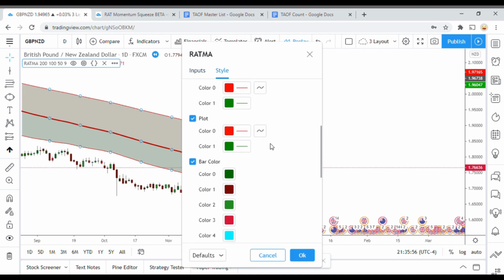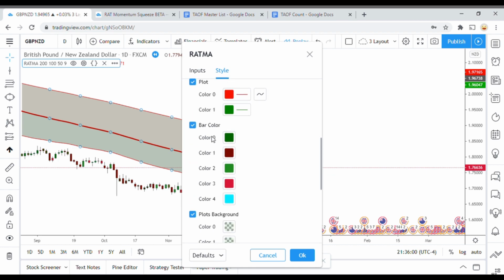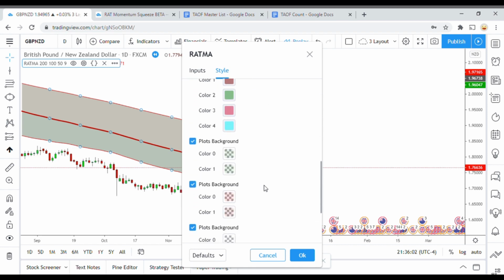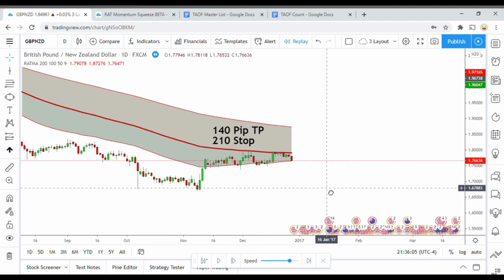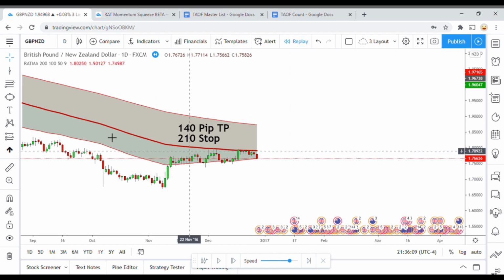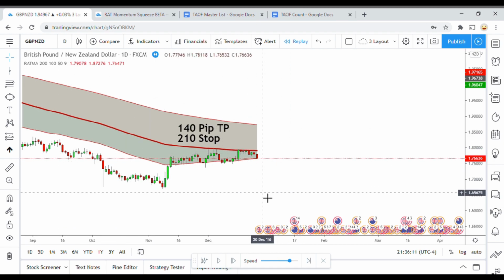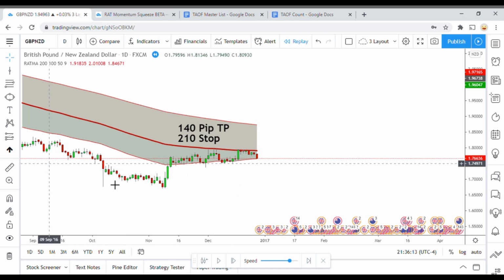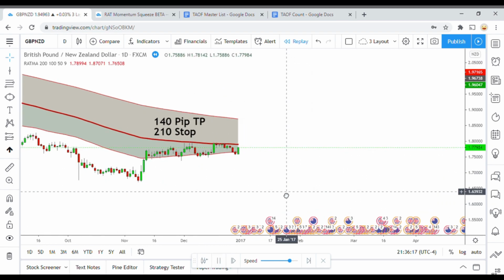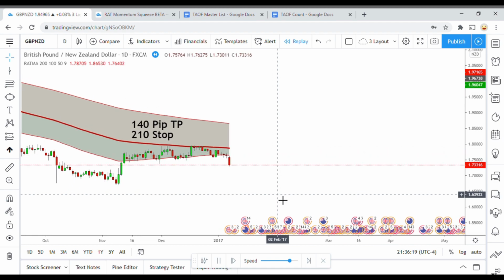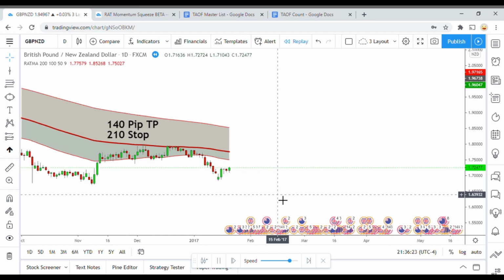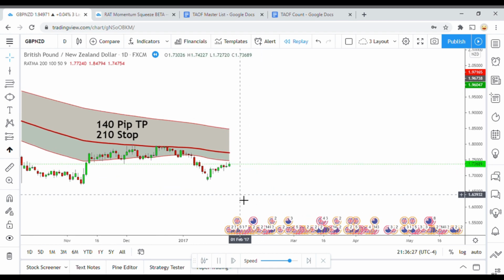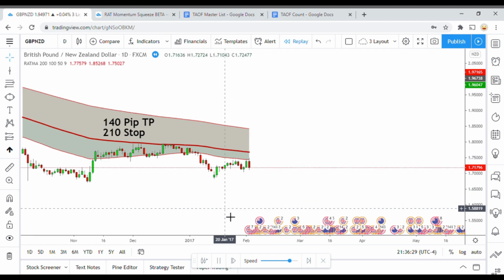First of all, I'm going to go in and turn off the plot. And then I'm going to turn off the bar coloring, because again, it just kind of bugs me to have those on unless they are specifically needed for something, and I don't feel like they are in this case. So let's get on with testing and see what we can get out of testing the wrap momentum this way.